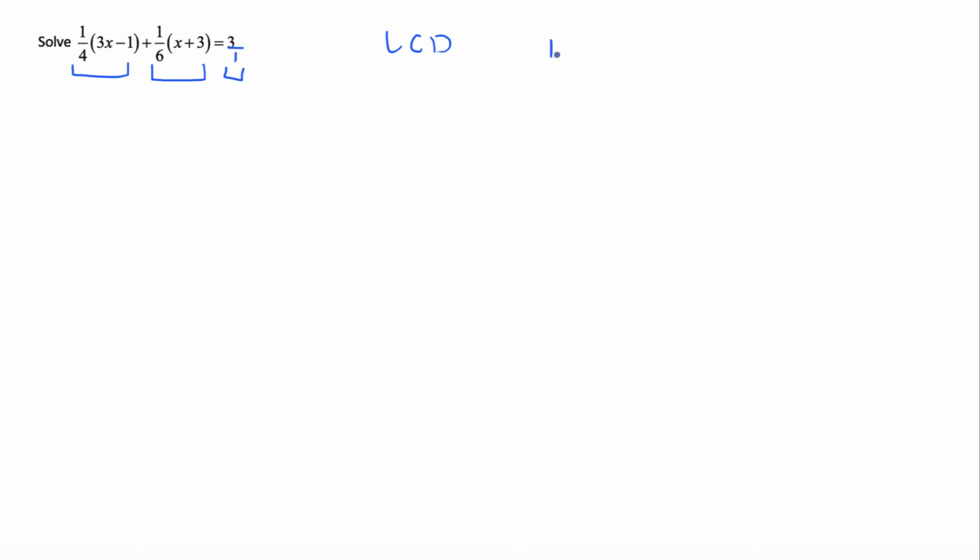But we have a 4 and a 6, right? So we want to determine what the LCD is. There are a couple ways to do this, but what I like to do is just write out the multiples. What are the multiples of 4? Well, they're 4, 8, 12, 16, 20, and so on. And what are the multiples of 6? There's 6, 12, 18, 24, 30, and so on. Is there any number that they have in common? Or, better yet, what is the smallest number that they have in common? In this case, we see that they have a 12 in common, and that's the smallest number they have in common. So that is the LCD.